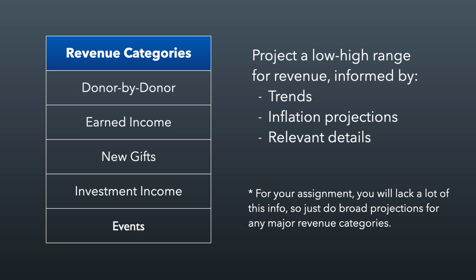For the team assignment that you're doing, you're going to lack a lot of this revenue by category information. But I'm going to have you do broad revenue projections based on any major revenue categories, looking at past trends. So you're going to take 3 years' worth of 990s and equalize them to turn them into real dollars. Let's say you took a 2017, 2018, 2019 990. Those are older, but let's say you did that. You want to convert them all to 2019 dollars or all to 2017 dollars. That will show you the trend in real terms. And then you're going to use that trend to project revenue going forward.